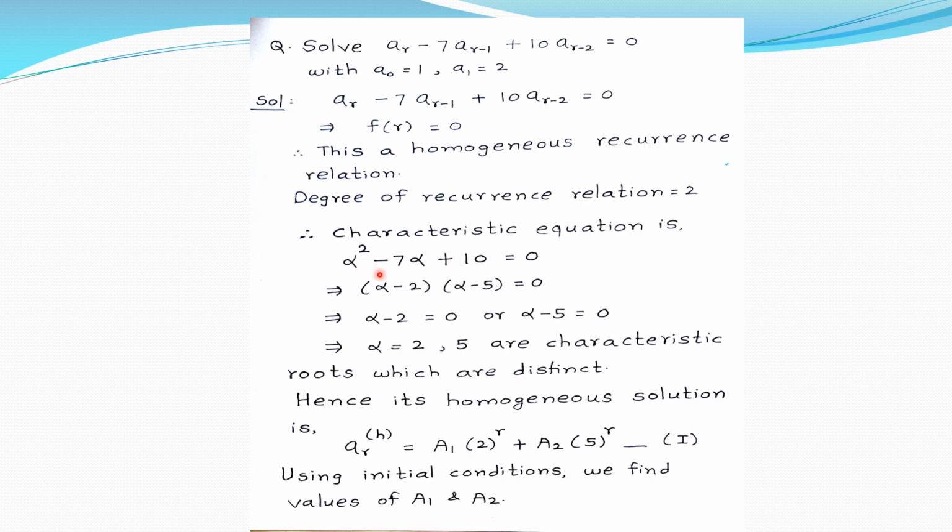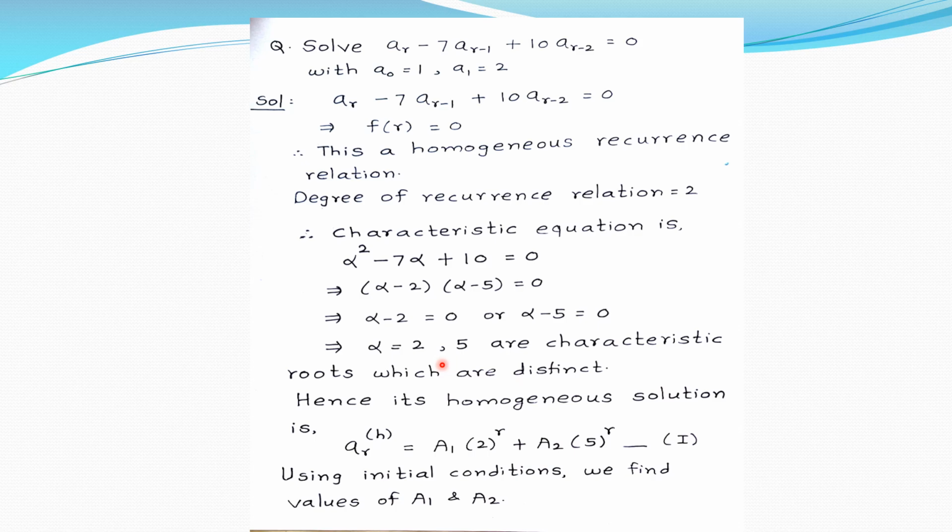Now find two numbers such that their product is plus 10 and their addition is minus 7. So such numbers are minus 2 and minus 5. So we get alpha minus 2 into alpha minus 5 is 0. Now as the product is 0, either first term is 0 or second term is 0. So we get alpha minus 2 equal to 0 or alpha minus 5 equal to 0. So alpha equal to 2, 5. These are the characteristic roots.